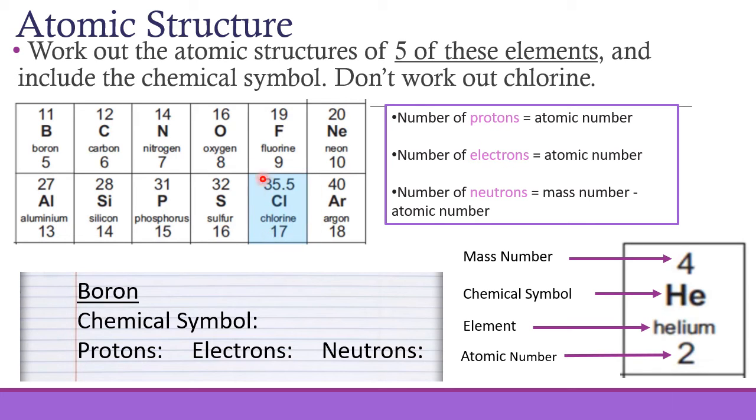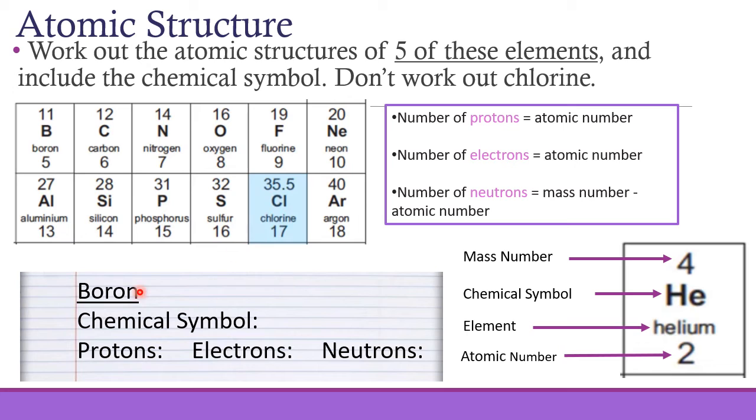But what I don't want you to do is try and work out chlorine, and we'll come on to reasons why later on. Now I've put this table here to remind you as well that the number of protons equals the atomic number, the number of electrons equals the atomic number as well, and the number of neutrons equals the mass number, which is here, minus the atomic number, which is here. Now remember, this little box here is just for the helium atoms. Now if you'll notice, boron, for example, has a different mass number and atomic number. Okay, so just bear that in mind.